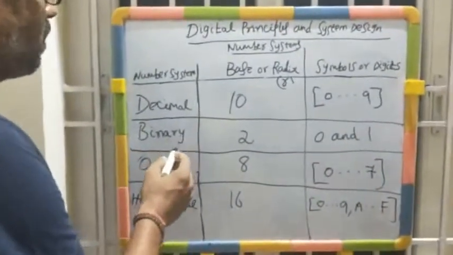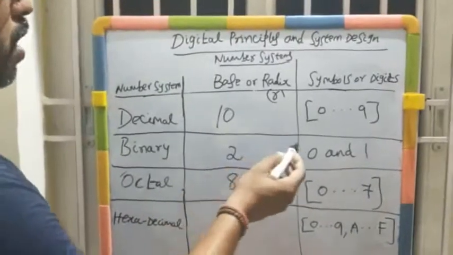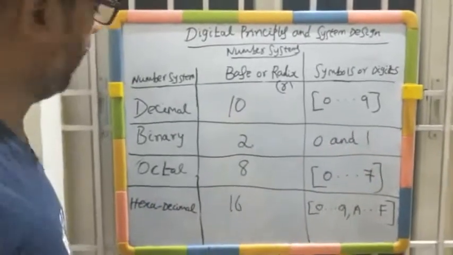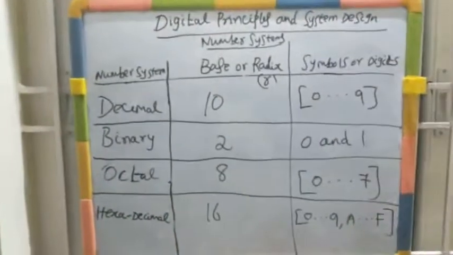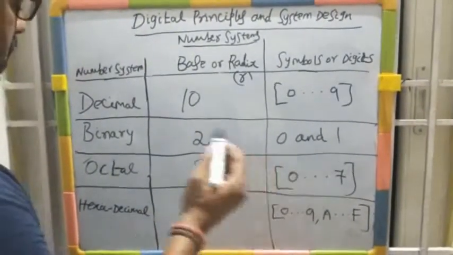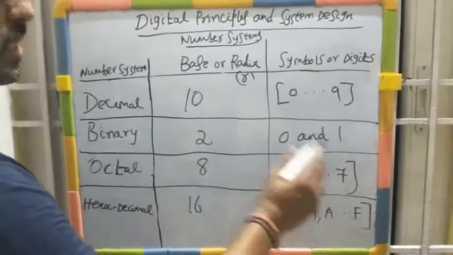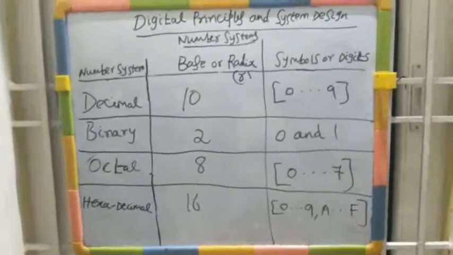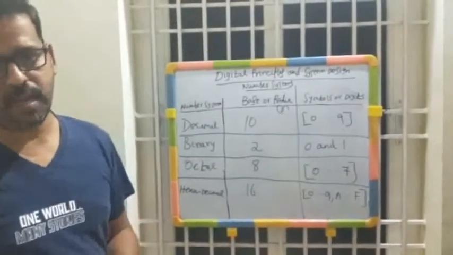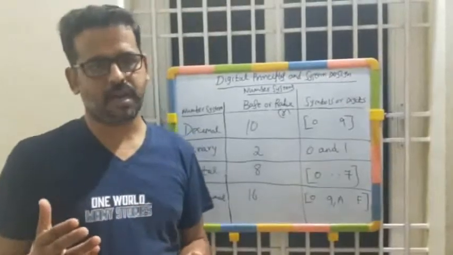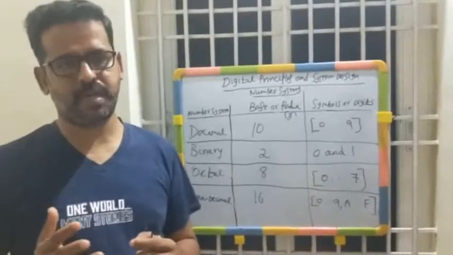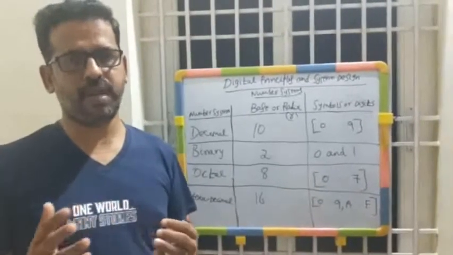For the binary number system, the base or radix is 2, so obviously the 2 distinct symbols are 0 and 1. For the octal number system, the base or radix is 8, so 8 distinct symbols are used, that is 0 to 7. And finally, the hexadecimal number system. Its base or radix is 16, so its 16 different symbols are 0 to 9 and A to F. The letters A to F represent the digits from 10 to 15 respectively.